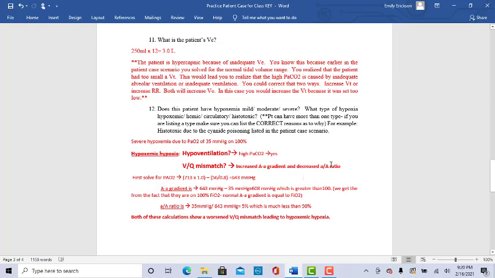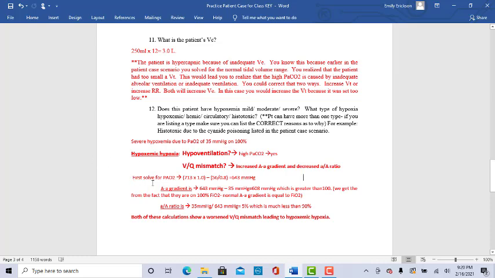And then your AA ratio, you're going to take your arterial oxygen divided by your alveolar oxygen. This is always going to be less than 1, because the arterial oxygen number is always going to be smaller than the alveolar oxygen number. And ideally, you want this ratio to be around 90%. So if this AA gradient is too large, or if this AA ratio is too small, it's a sign that you have worsening VQ mismatch outside of what's normally occurring.